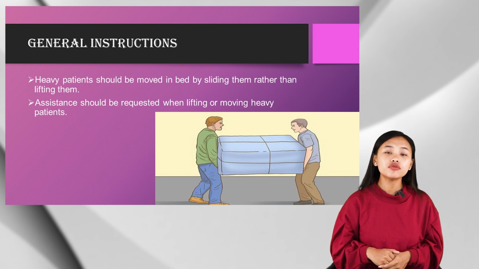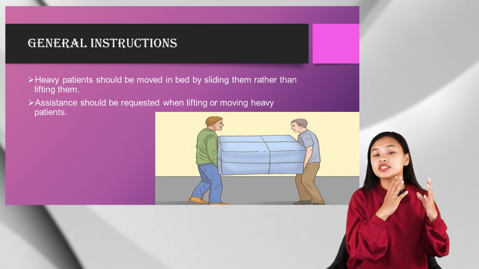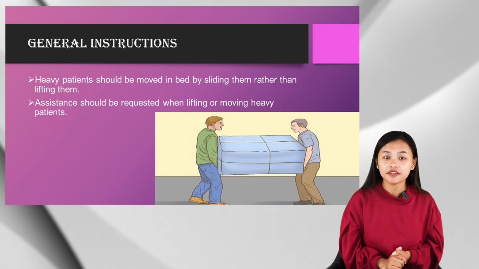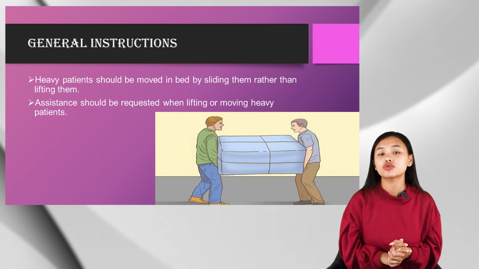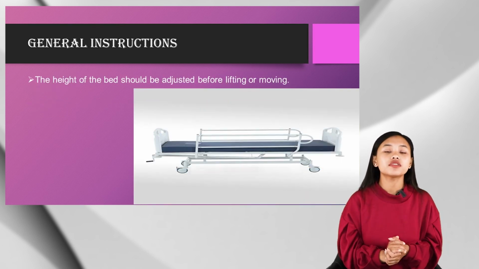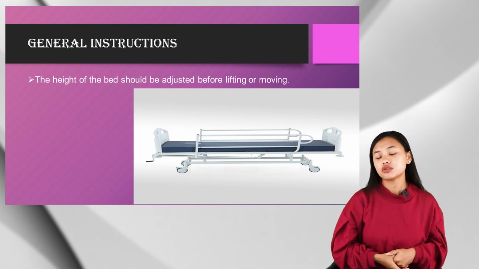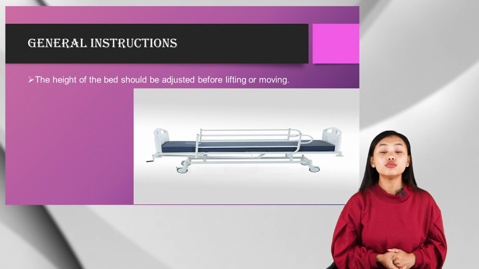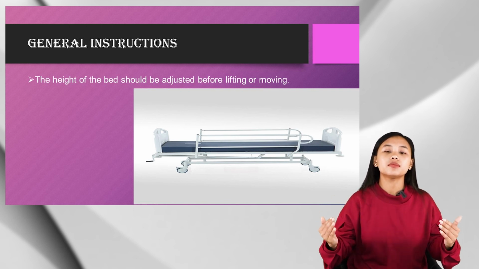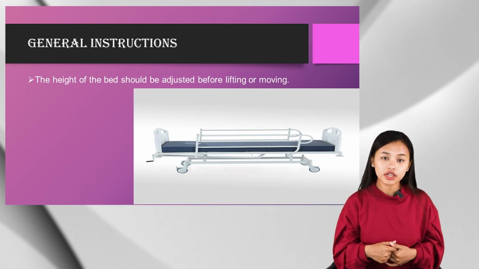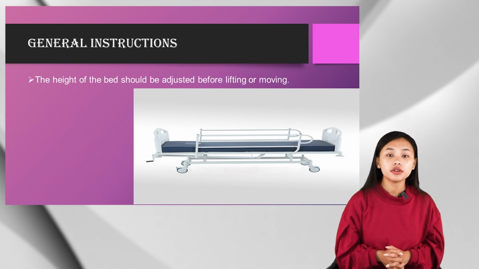And if you have to move any heavy object, if it is possible, then it is preferable that you just slide or roll them rather than lifting them. And whenever you have to move any heavy patient, then you can also call for assistance. The height of the bed should also be adjusted before lifting or moving the patient. So here, as I have said, if you have to move the patient from one place to the other, then you must make sure that you keep the patient as close to your body as possible. You can also ask for assistance if you are not able to do it alone.